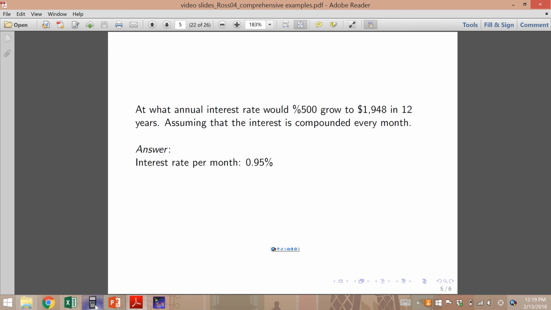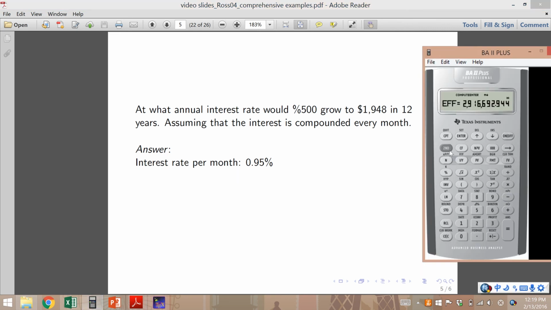So for the interest rate per month, let me show you how to use the financial calculator. N is 12 years, but now every period is a month. So over 12 years, there are 12 times 12, 144 months. That's the number of periods. I/Y we will calculate later. PV is 500. Payment is 0. Future value 1948.